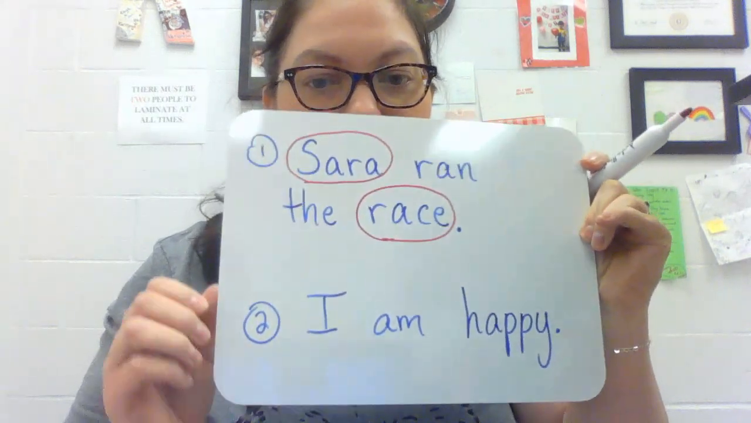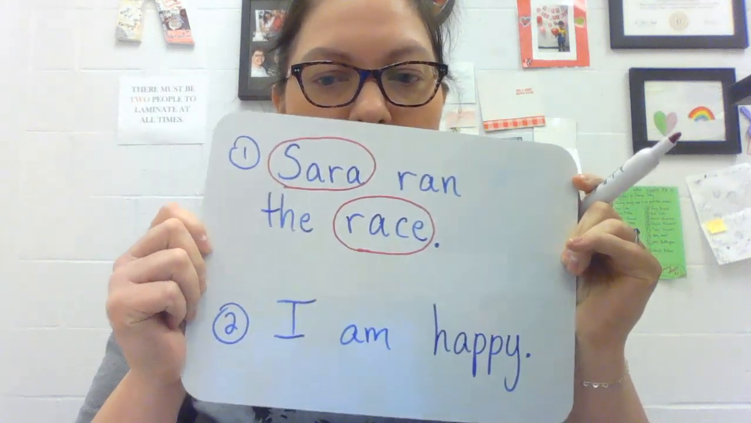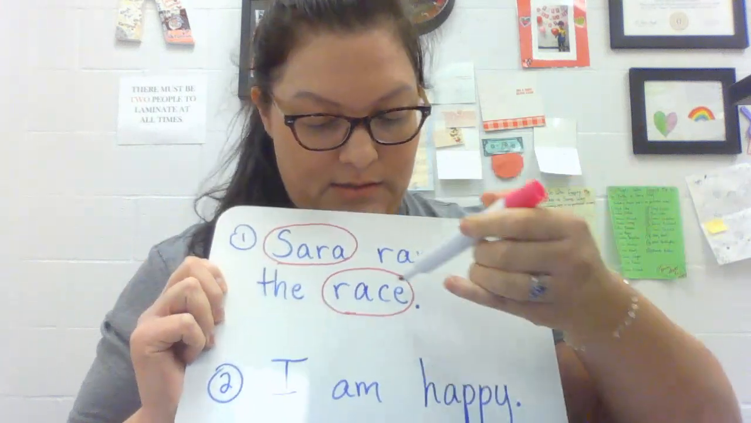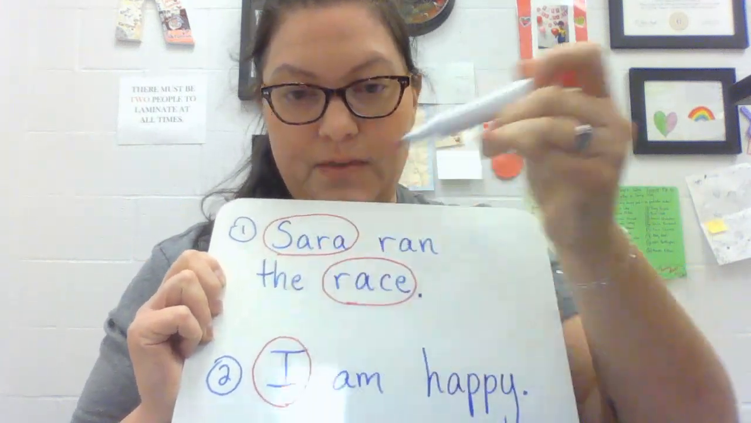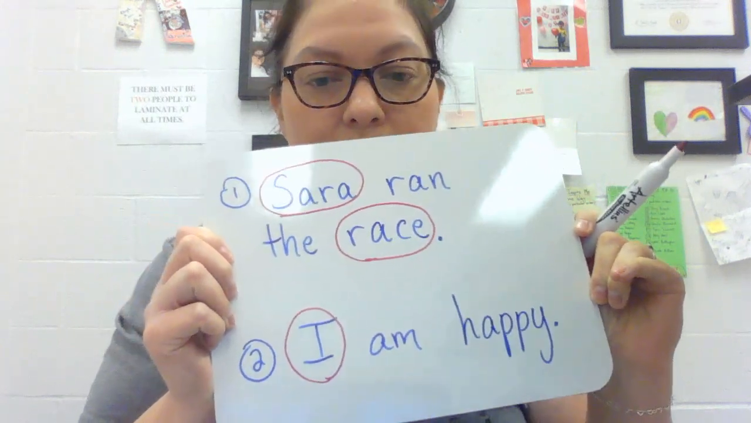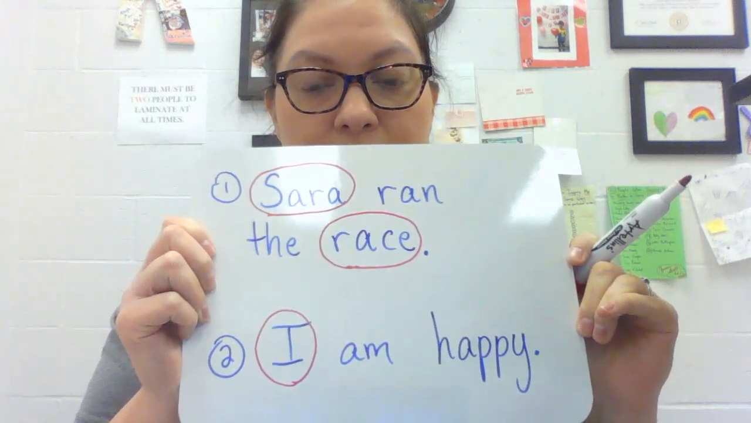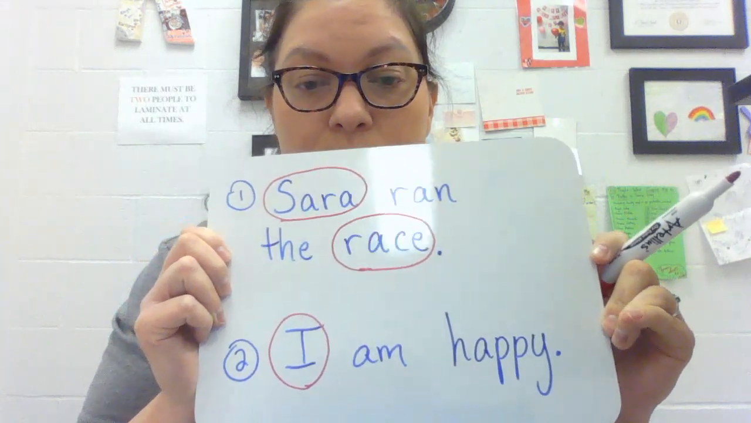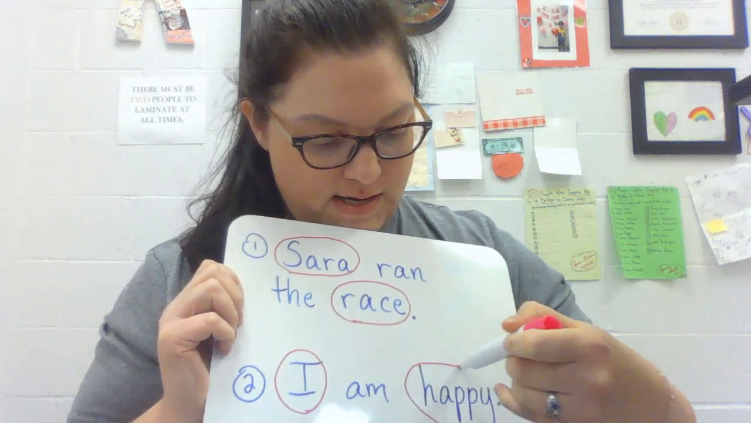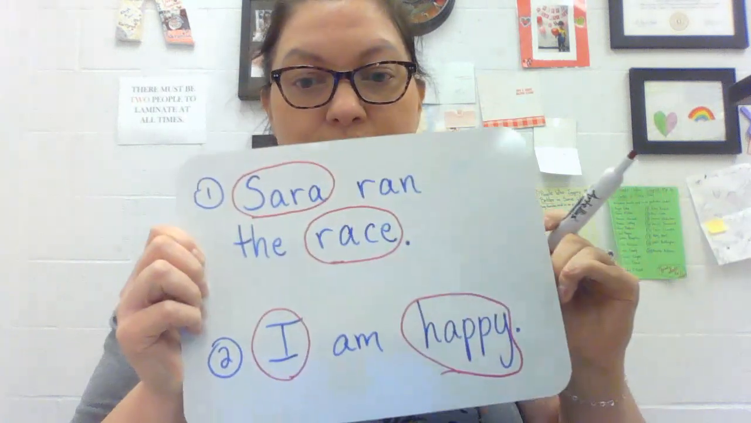If I look at my second one, I am happy. I am a person, so I is a noun. So nouns, again, are people, places, and things, including ideas. And speaking of ideas, emotions are also included. So if I say I am happy, happy is also a noun, a thing that you can feel.